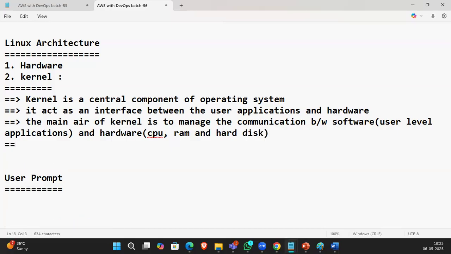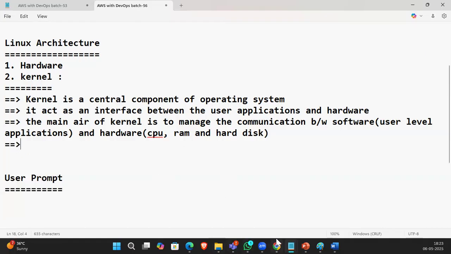Okay, so what it will contain: it will do the process management, device management, memory management, interrupt handling, IO communication, file system checking. Everything will be taken care of by the kernel. Understood, guys? So what is a kernel?